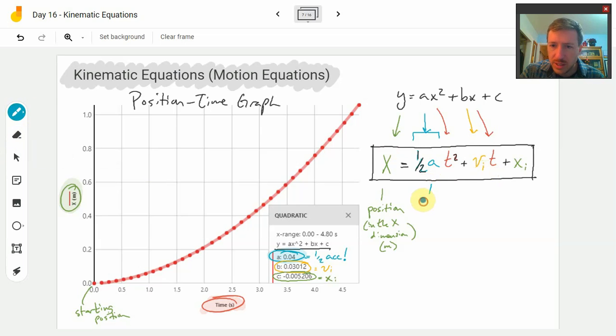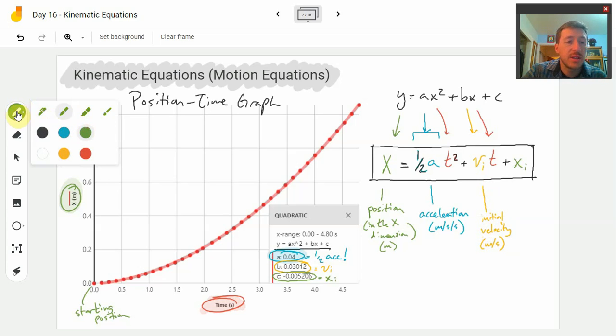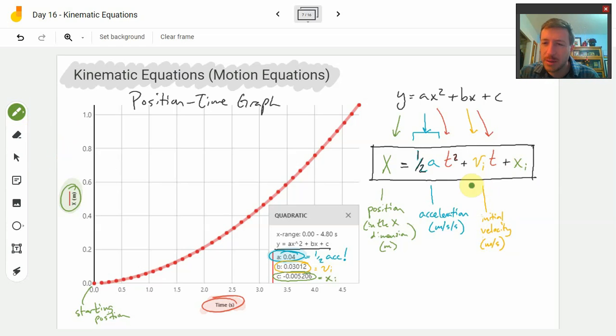This A, as we mentioned, represents acceleration. That is in meters per second squared, right? The VI is, once again, our initial velocity. It's in meters per second. And that's just, once again, the velocity that it's starting with, the velocity at time 0.